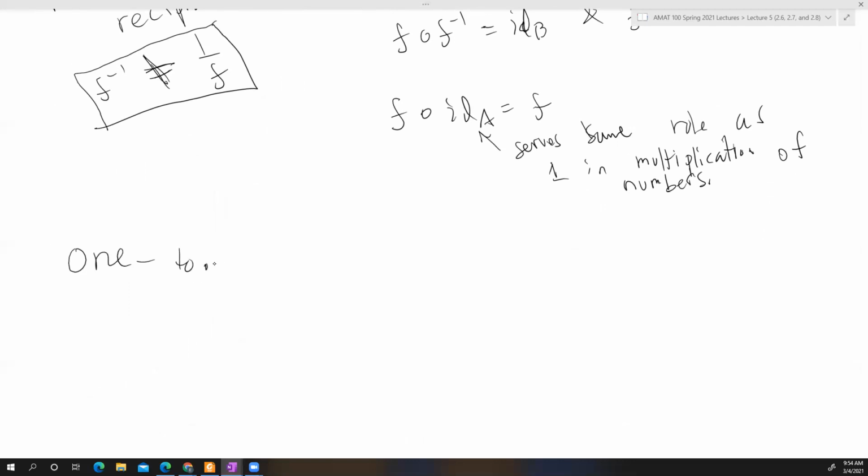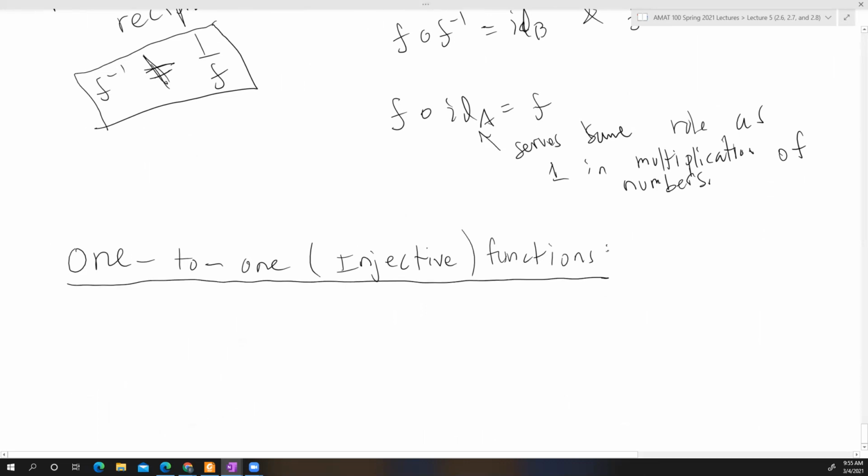So I tend to use a different term for this. The book uses this, so I'm going to use these interchangeably. These are called one-to-one or injective. And both, I guess, are sort of revealing. They give you a sense of what a one-to-one or injective function means.